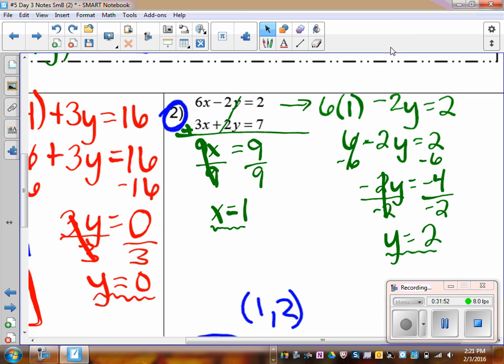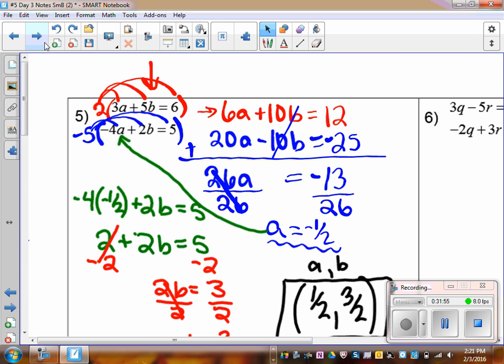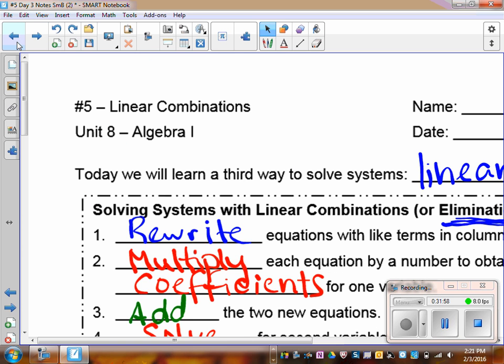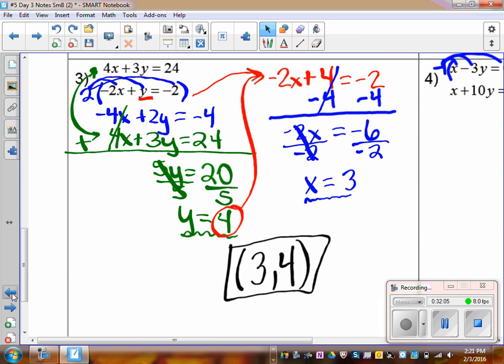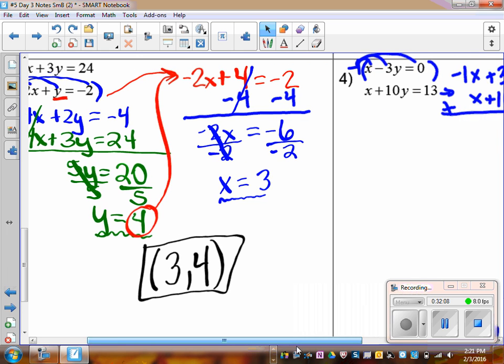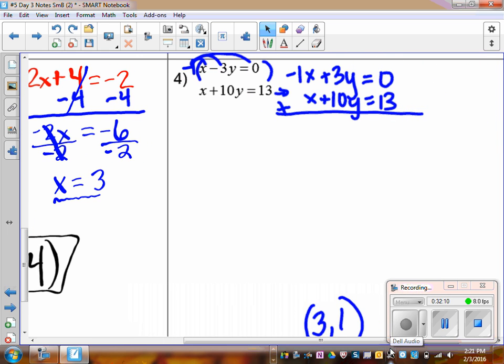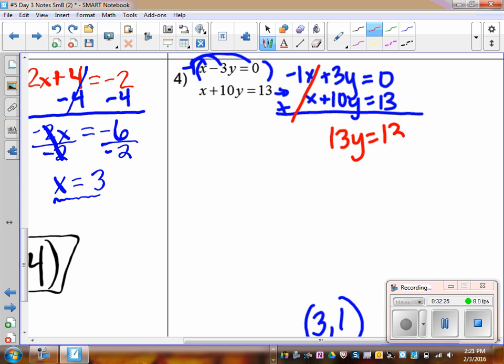Okay, so let's take a look at number 4. Uh-huh. I get the negative. Alright, let's take a look at 4. You said you got negative 3 for x? Okay, so let's take a look at what we have here then. Negative 1x plus x, those cancel out. 3y plus 10y is 13y equals 13. Divide by 13. And y equals 1. Did you get that part? Awesome. Okay. So then, Abby, which equation did you use?